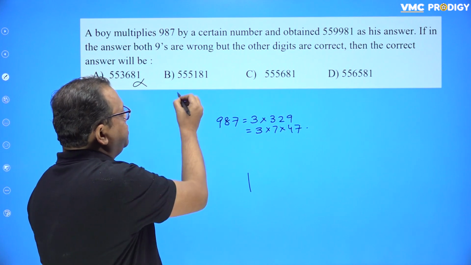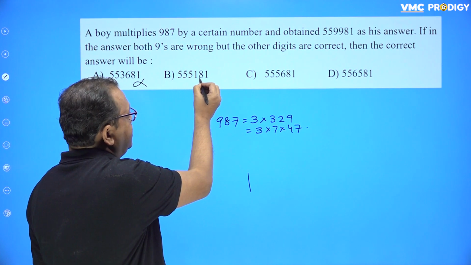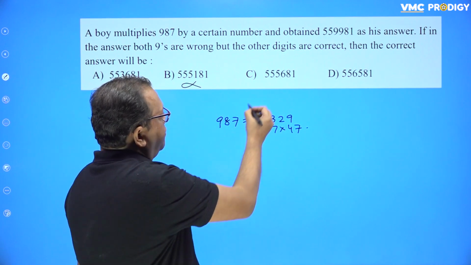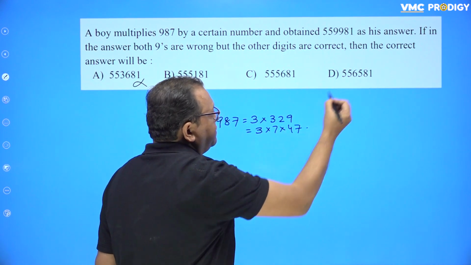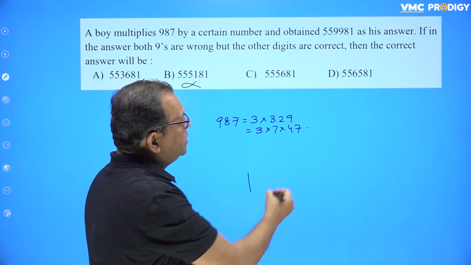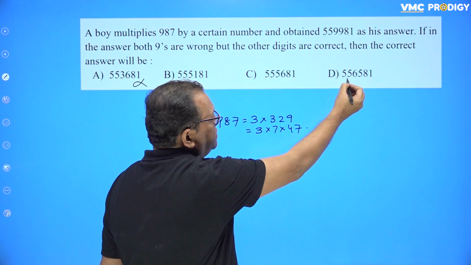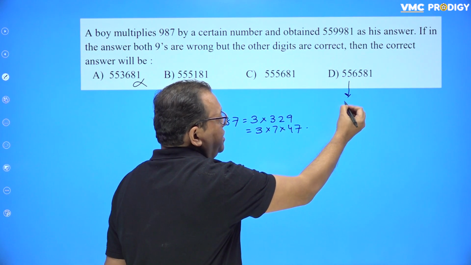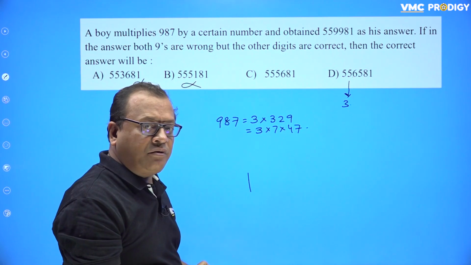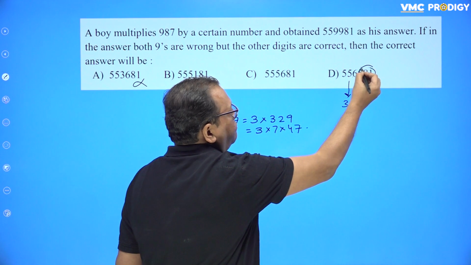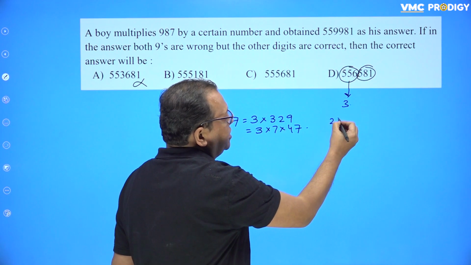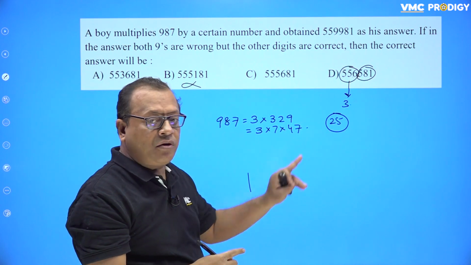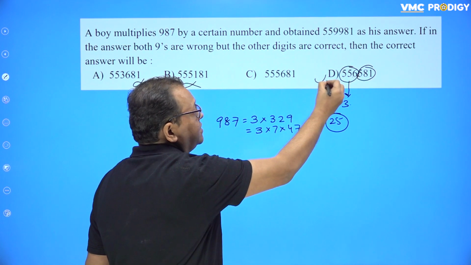5, 5, 5, 181. So 15, 16, 24, 25. This is also not the correct option. Let's check this option, 5, 5, 6, 5, 8, 1. 5 plus 5, 10, 10 plus 5, 15, 21, 29, 30. Yes, this is divisible by 3. But is this divisible by 7? Take a triplet. 581 minus 556 is how much? 25. Now 25 is not divisible by 7. So it is divisible by 3 but not divisible by 7, which means this is also not the answer.